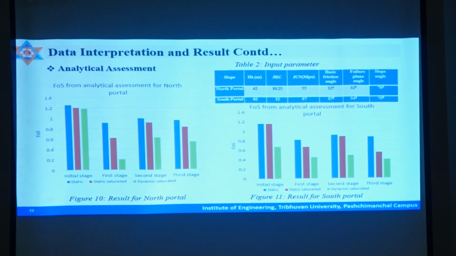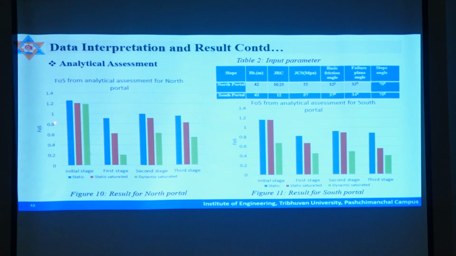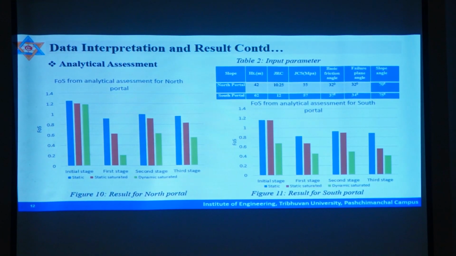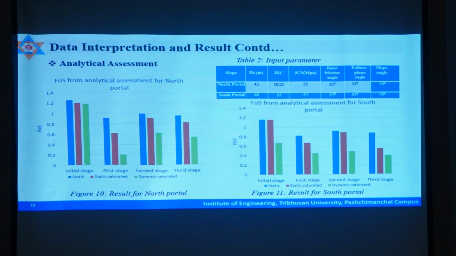At the first stage, before application of support, the factor of safety reduces below 1, and the stability of the portal decreases after the excavation. At the second stage of excavation, the factor of safety is less than 1, but increases from the previous stage, without application of support. This is due to the benching effect. And at the third stage, the portal stability further decreases. That is, the factor of safety is less than 1, which we can see in the figure.